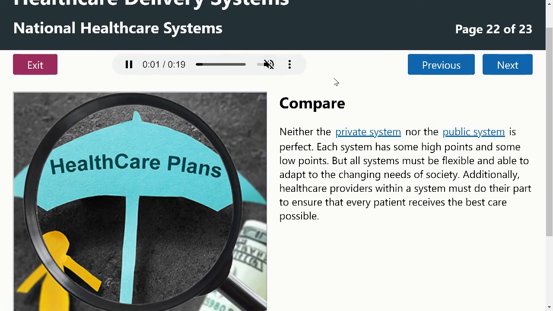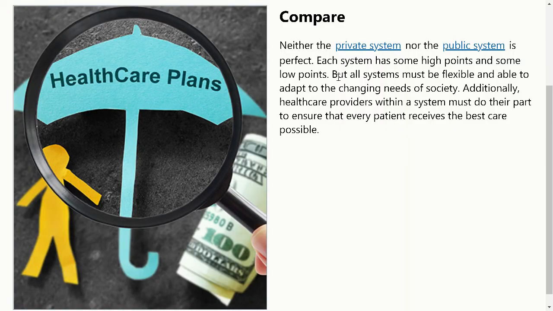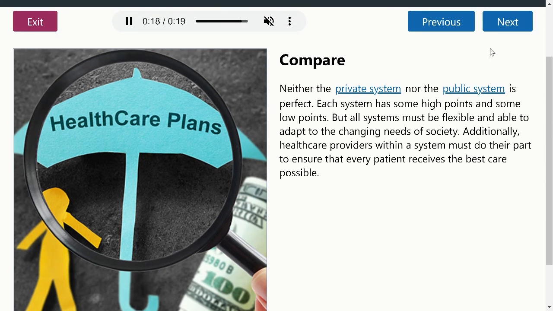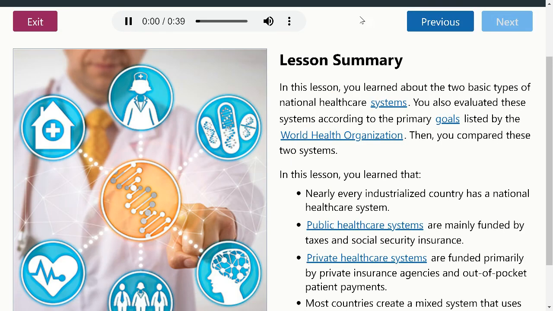Alright, so neither the private system nor the public system is perfect. Each system has some high points and some low points. But all systems must be flexible and able to adapt to the changing needs of society. Additionally, healthcare providers within the system must do their part to ensure that every patient receives the best care possible. Lesson summary.